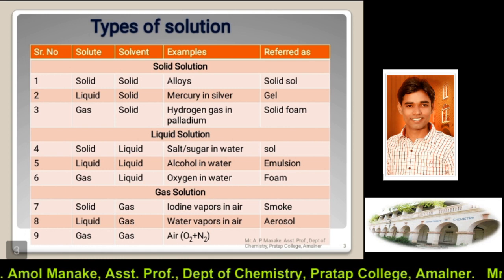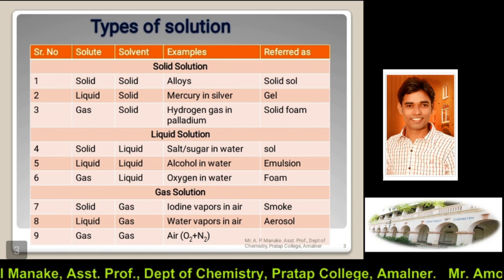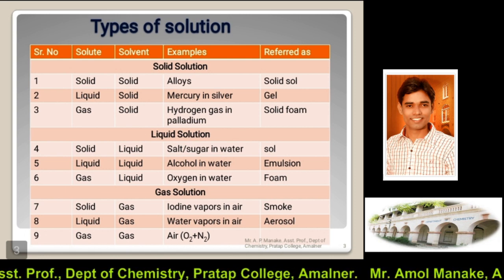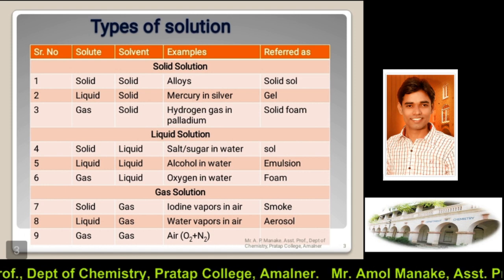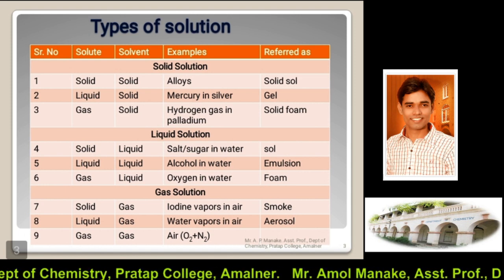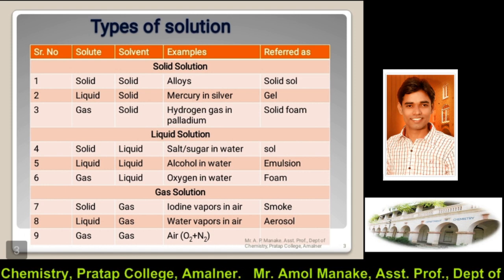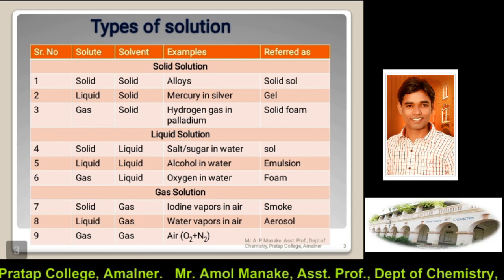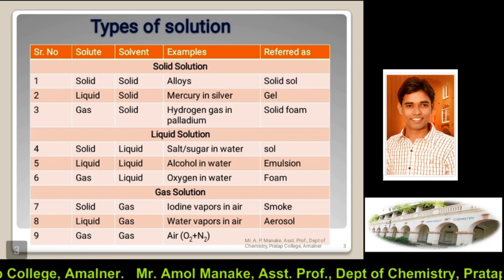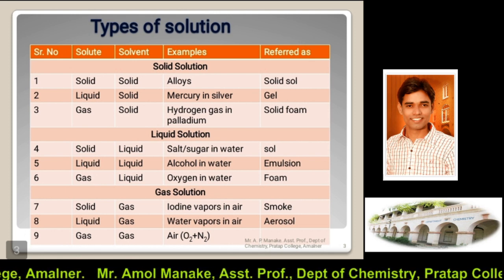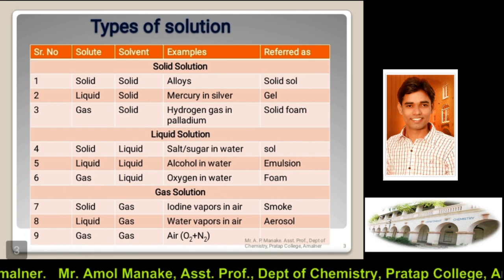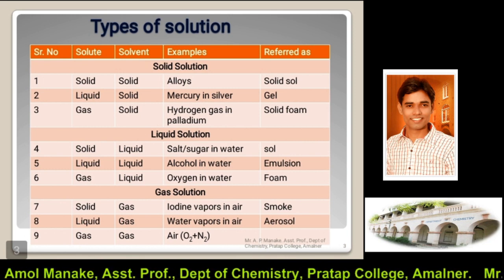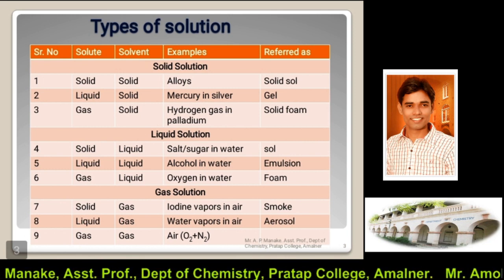Number one is solid in solid, meaning solid is the solute and solid is the solvent. Both solute and solvent are solids, so the type is solid in solid. What is an example of solid in solid? For example, alloy. Alloy contains different metal atoms.